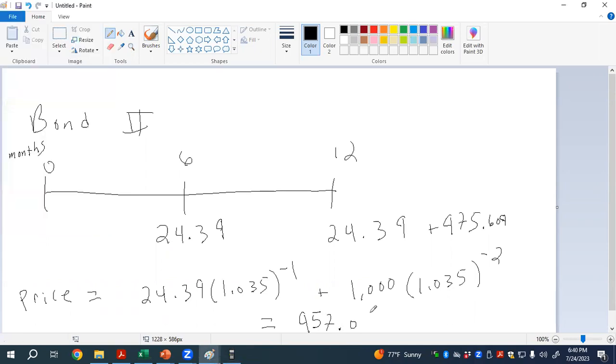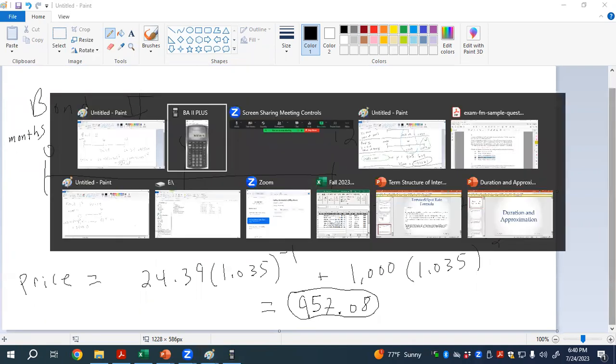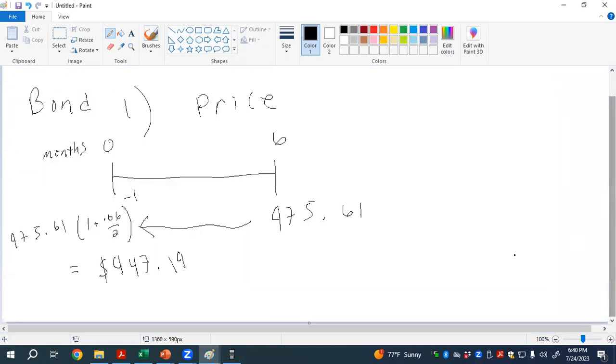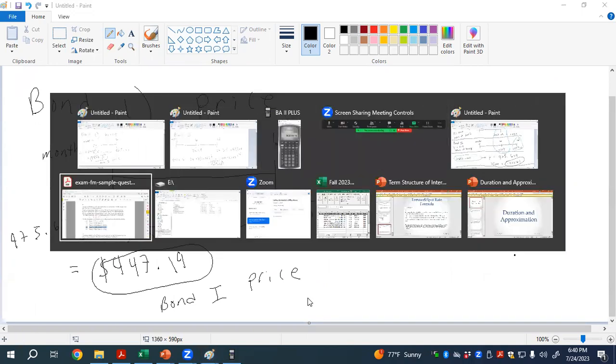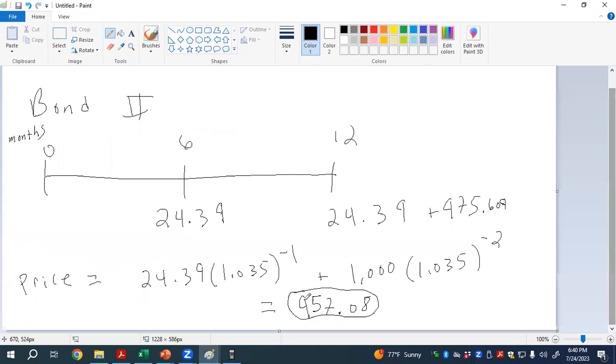8 cents. Yeah, actually, when I did this at first, I got the prices, and I was a little unhappy that I didn't get the right answer. But so yeah, this is the price of bond 2, and this is the price of bond 1. This is the price of bond 1. And this is the price of bond 2.